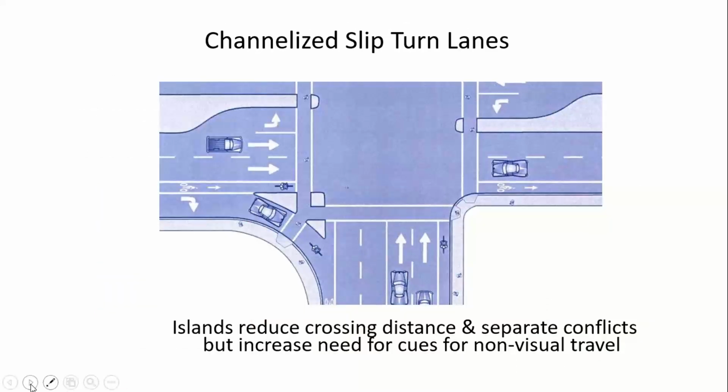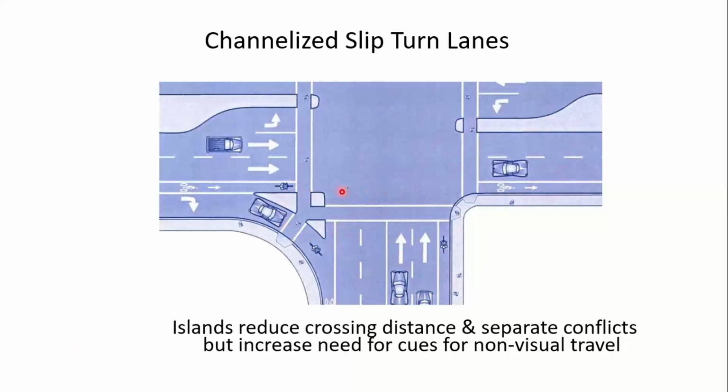I mentioned channelized slip turn lanes. These seem to be inherently pedestrian unfriendly, whether you're able-bodied or disabled, because if you think about this vehicle making the right turn here, given that curb radius, they can travel at fairly high speed, but the driver's attention is they're looking over their left shoulder here to check for a gap in the traffic stream they're about to merge with. So they're not really focused on looking for pedestrians or bicyclists.